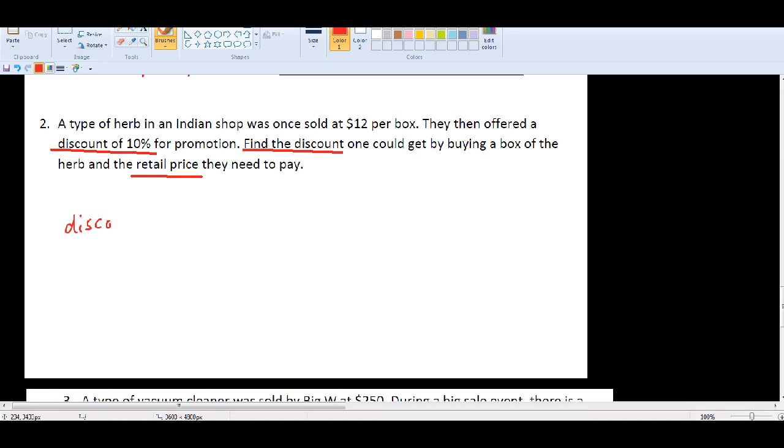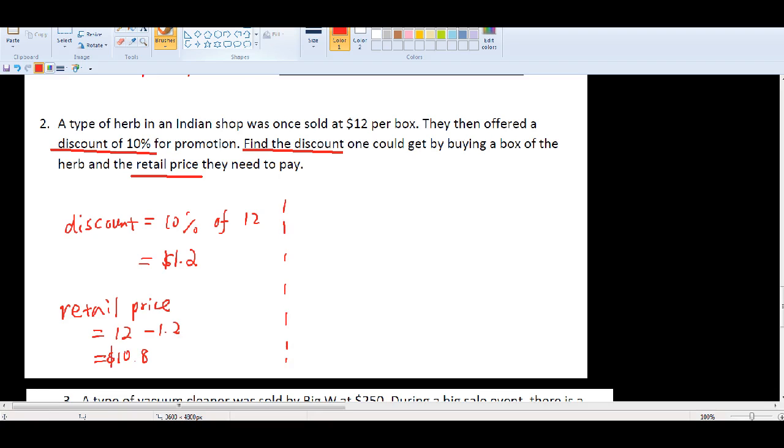First you need to find the discount, which would be 10% of $12, which is $1.2. And the retail price will be $12 take away $1.2. That will be $10.8. So that will be the answer, right?